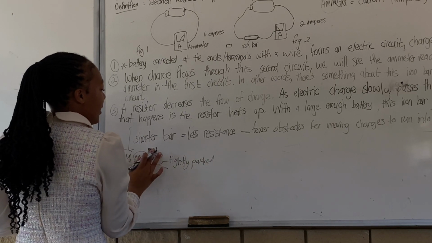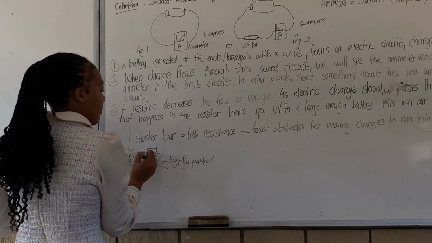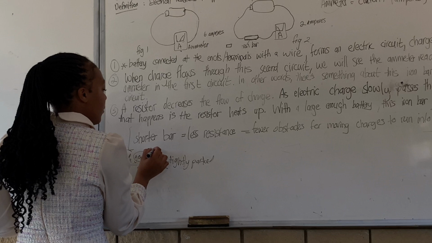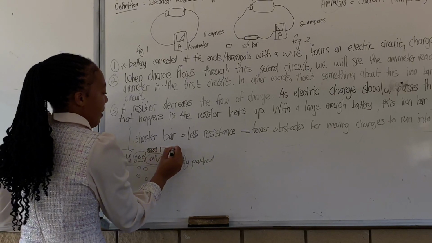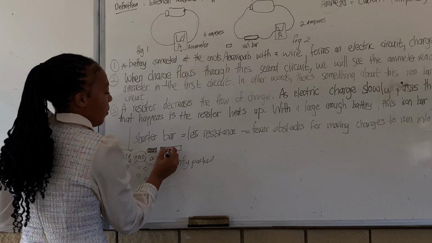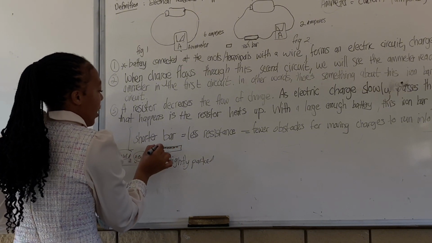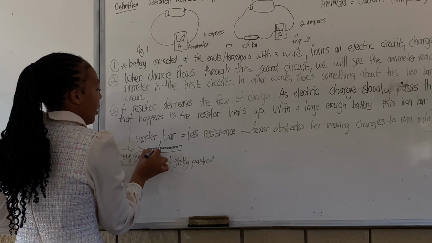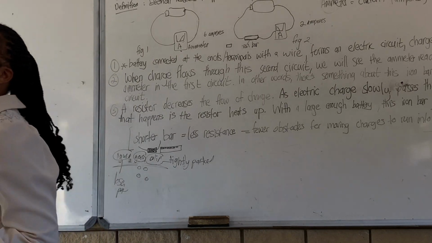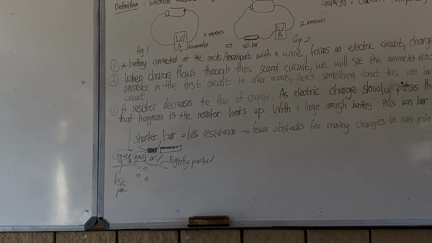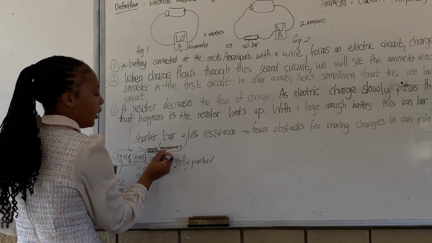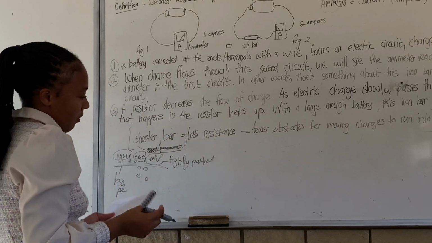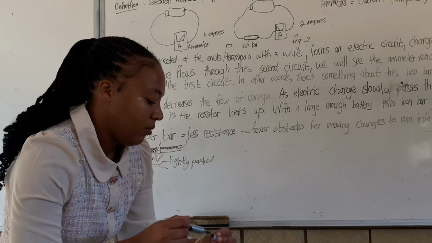It's just an example, guys. Here's our shorter bar. Let's say it has 8 particles. But our longer one will have more. So for this one, electricity will flow fast. But in the longer one, it will take a while because the distance is long. So always keep that in mind.